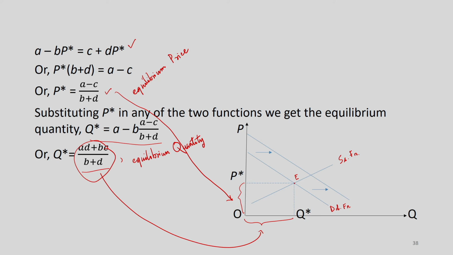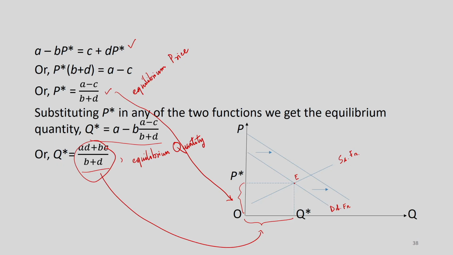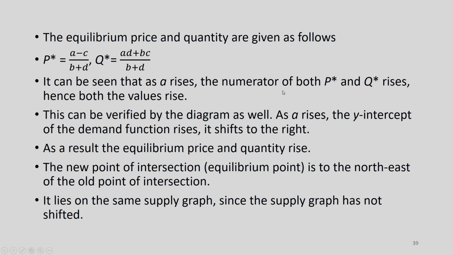Quantity demanded and quantity supplied are intersecting at a particular point, at point E. E is the equilibrium point, because at that point quantity demanded is just equal to quantity supplied, and from E I find out the coordinates. The coordinates are given by OQ star and OP star, which are given here.